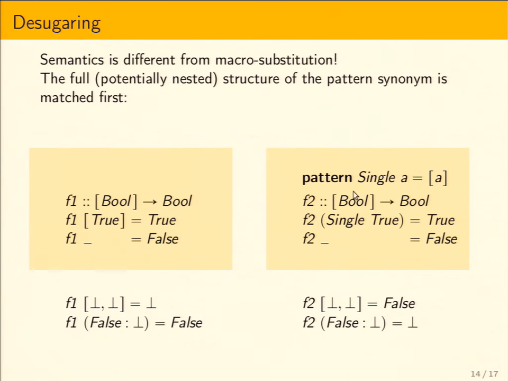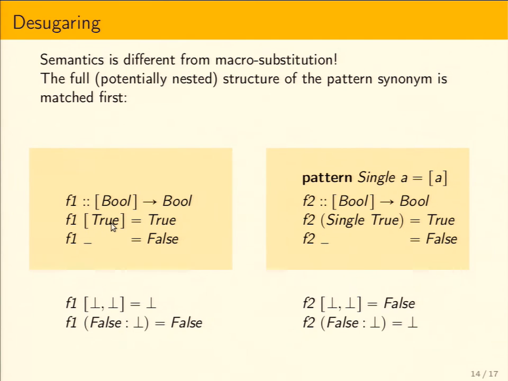Here, if you first do the full matching, then what happens is: is it a cons? Yes. Is it a cons something nil? No, it's not. So this one fails. It doesn't even get here. It doesn't look at the first element because the outermost structure, cons something nil, is matched first. So this will be more lazy than this one.